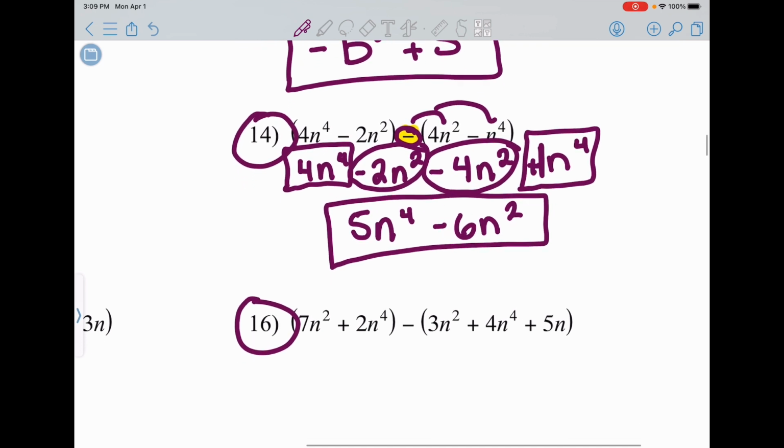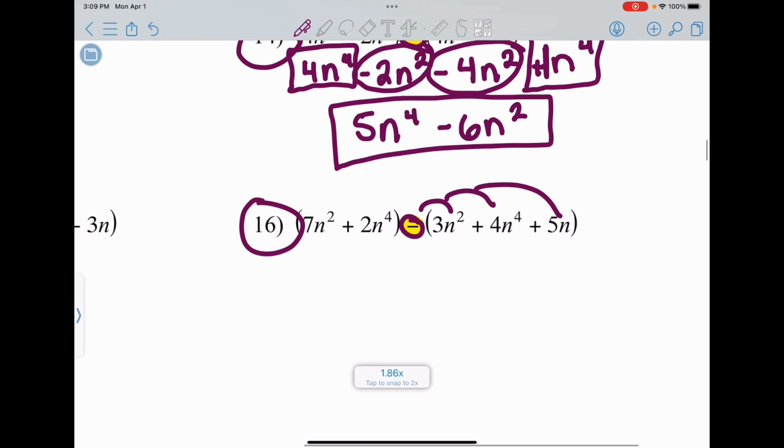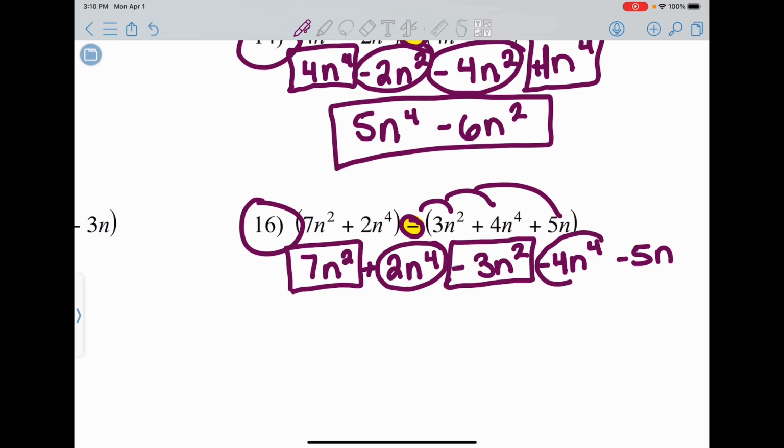Let's try this again. So once again, I have a negative, which means I'm subtracting, and I have to distribute this negative to every term of that second polynomial. So the first polynomial will stay the same, but the second polynomial will turn into negative 3n squared, negative 4n to the power of 4, and negative 5n. And then I combine like terms. I have a 7n squared and a negative 3n squared, a 2n to the power of 4, and negative 4n to the power of 4, and that negative 5n doesn't have any like terms, so it'll stay as it is.